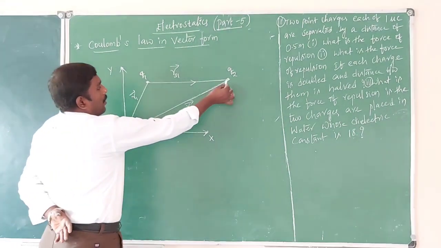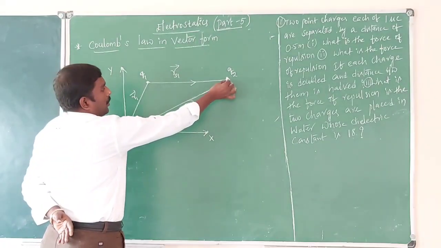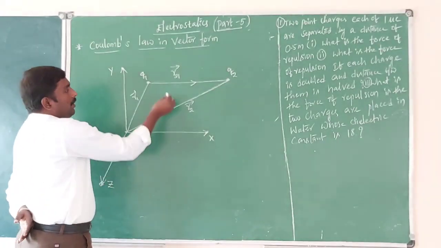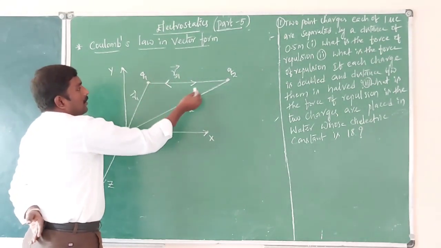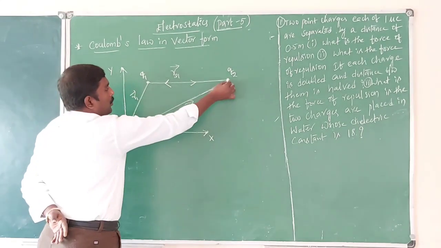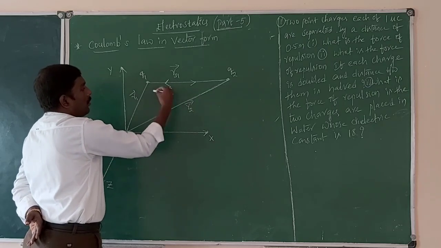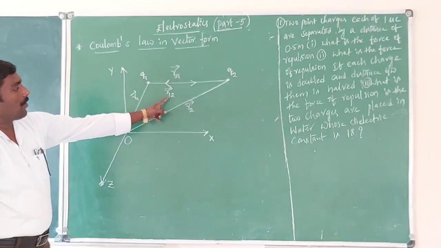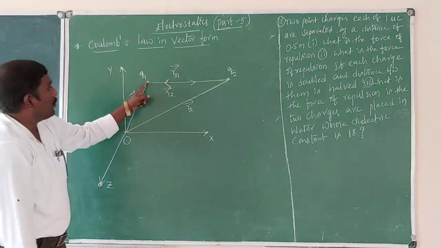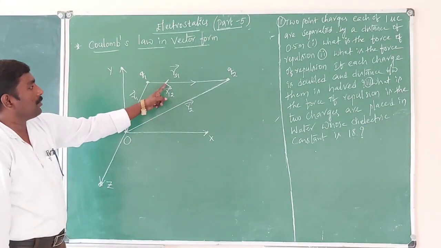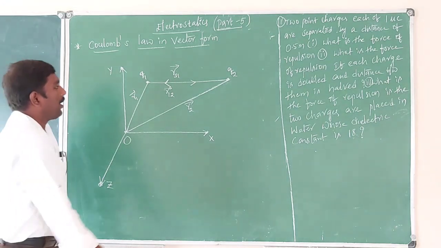Similarly, the distance from Q2 to Q1 is R12. The direction of R12 is from Q2 to Q1, like this, towards Q1. Okay.